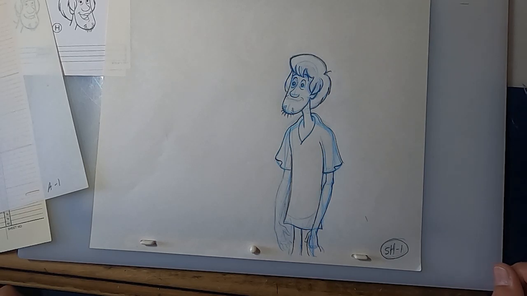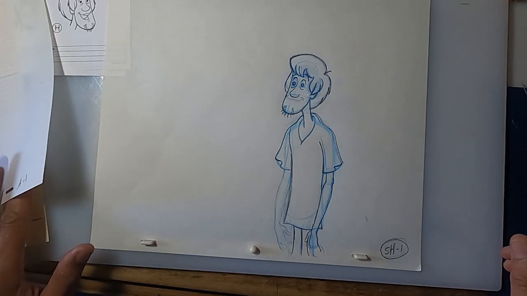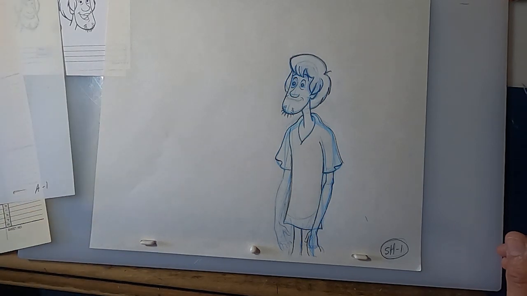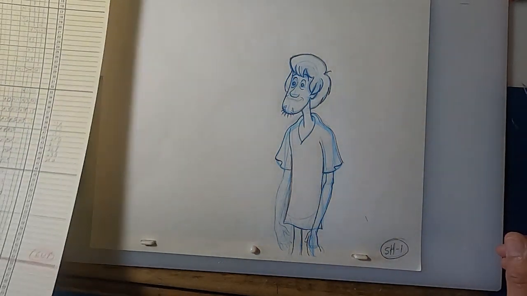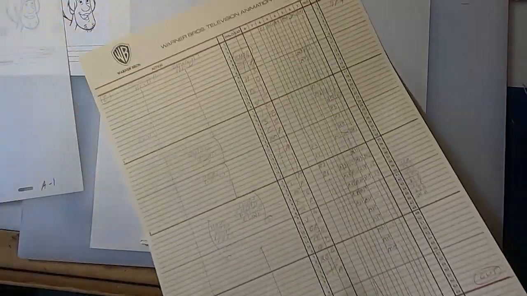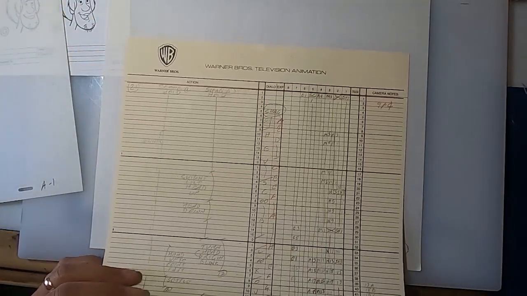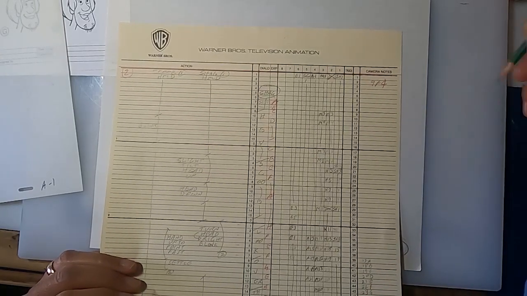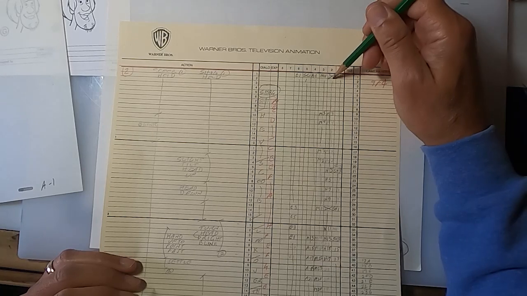Let's continue with figuring out how to use exposure sheets and animation drawings for limited animation of Scooby and Shaggy. So we're going to start with, well, I should say we're continuing with Shaggy animation. Now here's the exposure sheet, which I have replaced with a different Warner Brothers exposure sheet because the columns for writing the drawing numbers are wider.